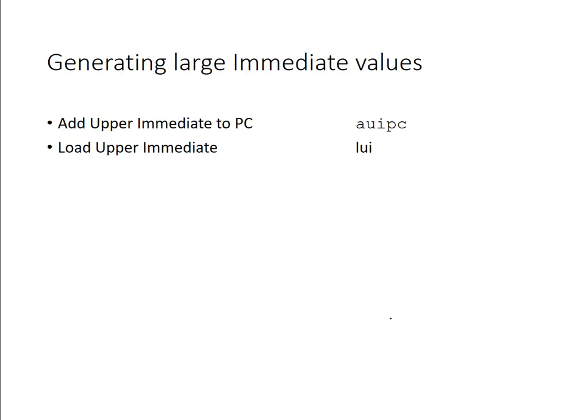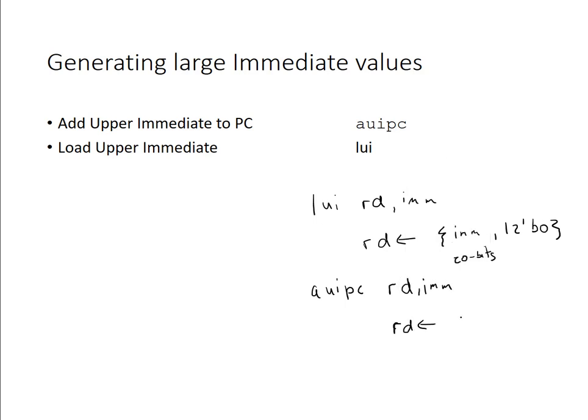The ISA also has a way of generating these large immediate values, and there are two ways to do this. One is with load upper immediate, LUI, and the other is add upper immediate to the PC, AUIPC. These are base instructions. The LUI instruction puts into the destination register the immediate value, which is encoded in 20 bits, with 12 zeros at the end. The AUIPC generates an immediate value that's relative to the PC, meaning that it adds to the program counter, the PC register, the immediate value with 12 zeros at the end. So depending on the program and what we want to do, we can use these two base instructions to generate larger immediate values.